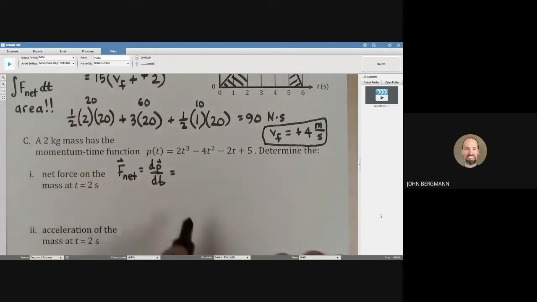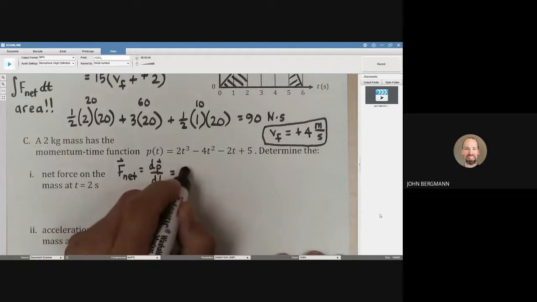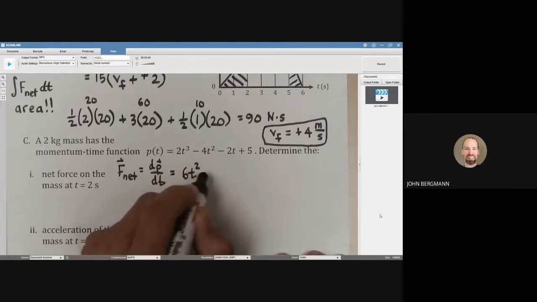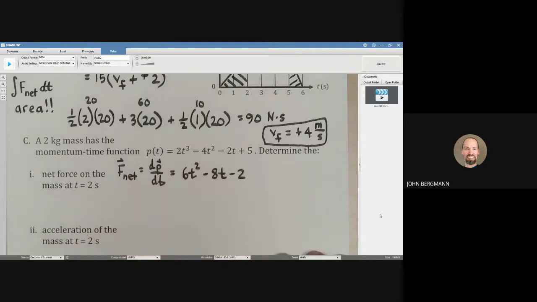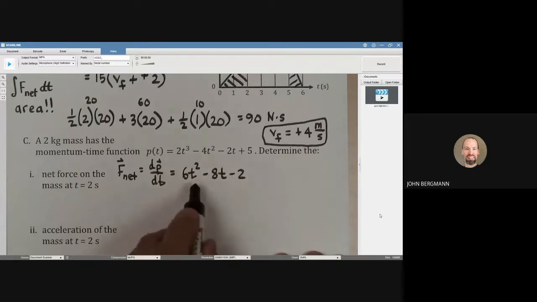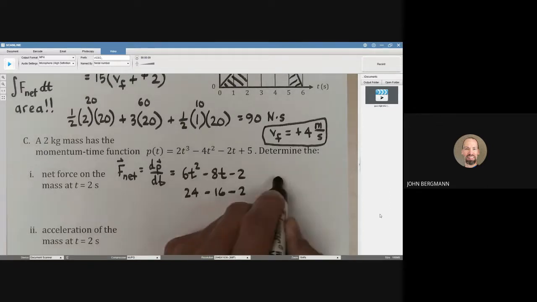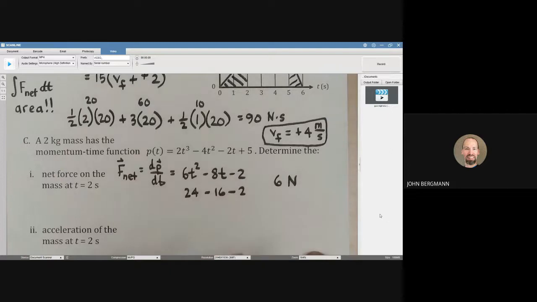Whenever we take derivatives, we power down. So that's going to be 6t squared minus 8t minus 2. And then we put t equals 2 in for each of those. You put t equals 2 there. That part comes out to be 24 minus 16 minus 2. How much is that? 6? 6 newtons. Positive 6 newtons. So it would be in the positive direction, whatever that direction is.